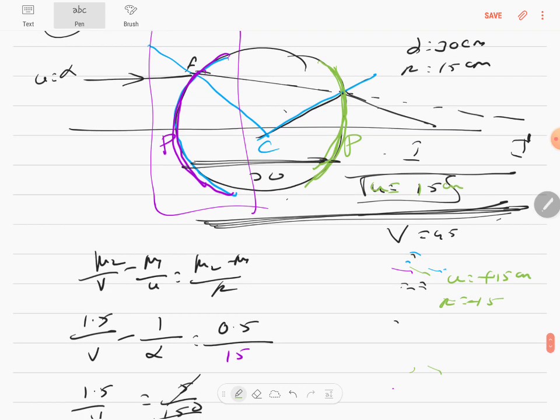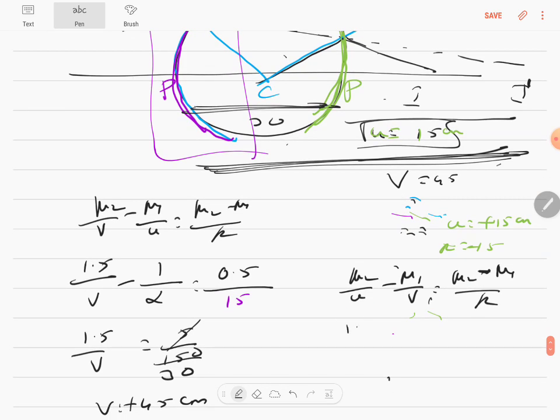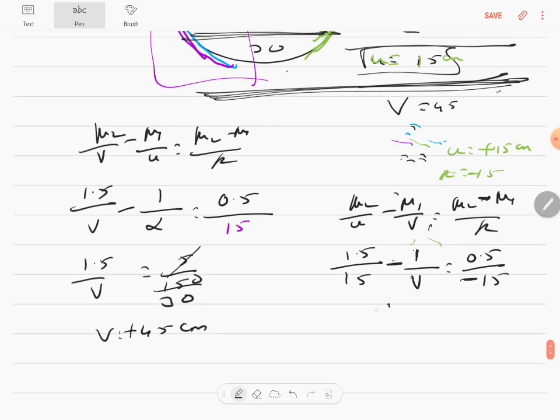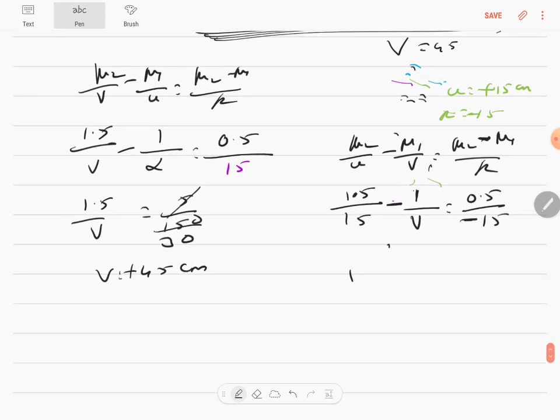And here the light ray is entering from denser to rarer. When it's denser to rarer, you're going to write mu2 by u minus mu1 by v is equal to mu2 minus mu1 by r. Mu2 is as usual 1.5, by u itself is plus 15, minus mu1 is 1 by v, which you don't know, is equal to 0.5 by r, which has got to be negative, which is minus 15. So take it to that side. Mu2 is 1.5. 1.5 by 15 plus 0.5 by 15 is equal to 1 by v.